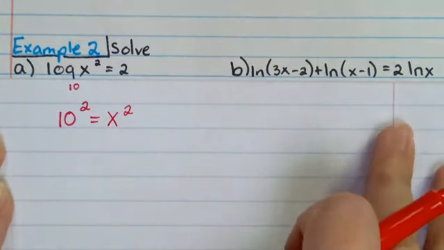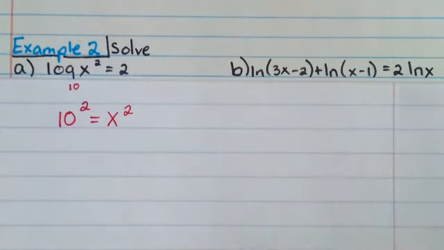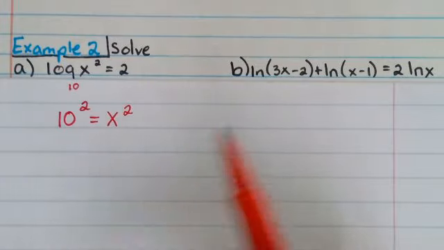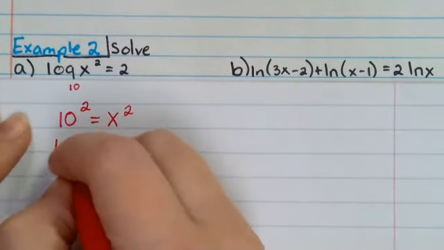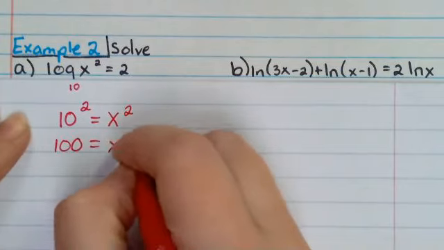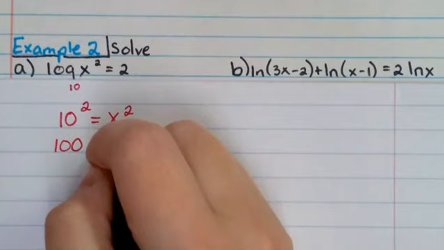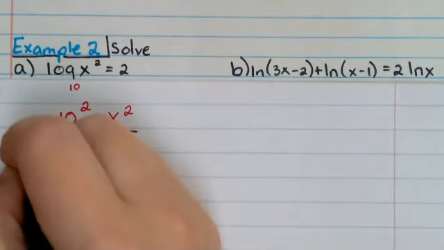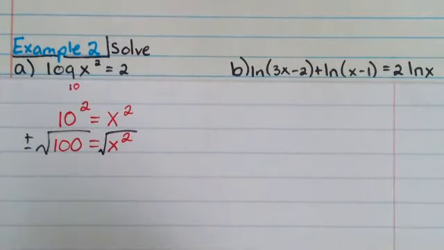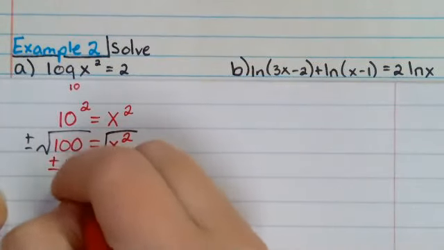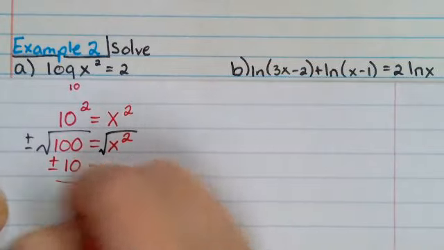Now here's the first thing people will do: they'll just say, all right, well, my answer is 10. But the problem with that is you're actually missing part of your answer. So I want you to remember how this would work if we worked it fully out. 10 squared is 100. And if I were to square root this on both sides, you've got to remember that you end up with both a positive and a negative answer. We get plus or minus 10 to be your x.